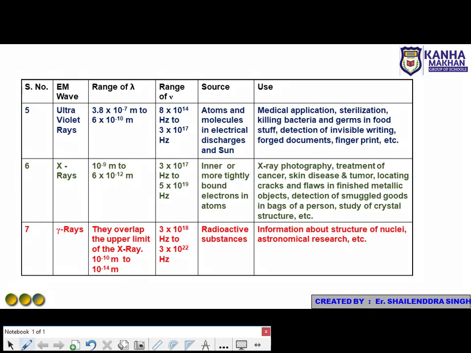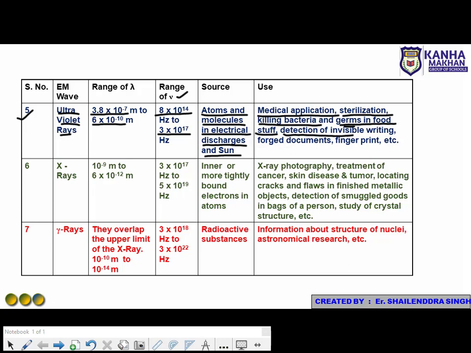Next, we will discuss the fifth, ultraviolet rays. Ultraviolet rays have the range 3.8×10^-7 meter to 6×10^-10 meter. And what is the range of the frequency here? That is 8×10^14 hertz to 3×10^17 hertz. Source: atoms and molecules in electrical discharge, and the sun is also a source of ultraviolet radiation. And what are the uses? Medical applications, sterilization, killing bacteria and germs in foodstuff, and detection of invisible writing, forged documents, fingerprints, etc. We will use the ultraviolet rays.